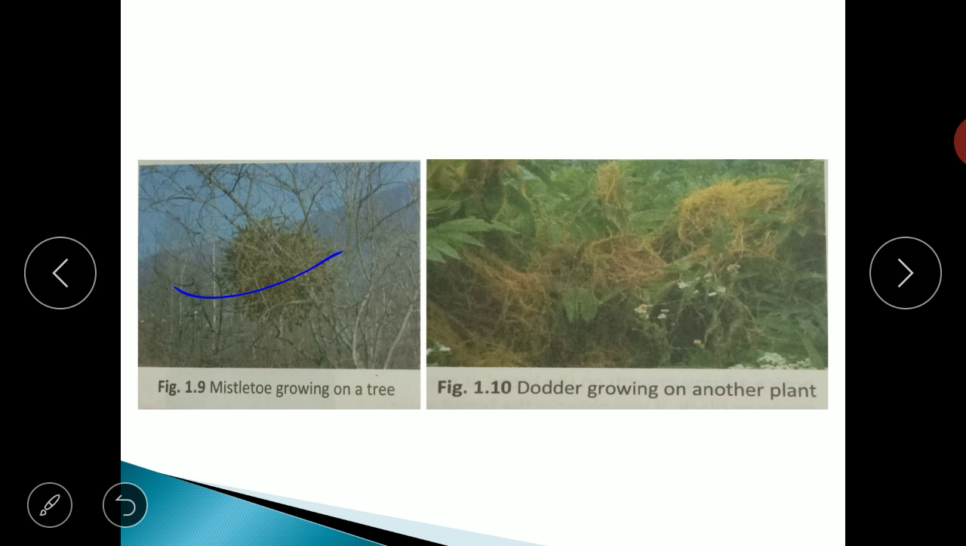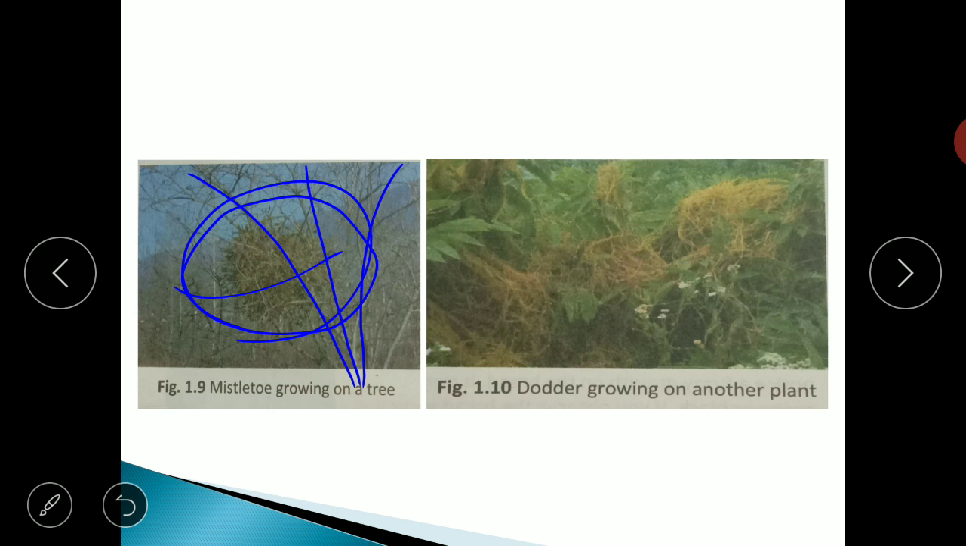Therefore, although it has green leaves and it carries out photosynthesis, it depends on the host plant. This is the host plant. You can see over here this plant. And it depends on its host plant for water and minerals. Why? Because its roots are not there. It is not touching the soil. So it depends on the host for water and minerals.